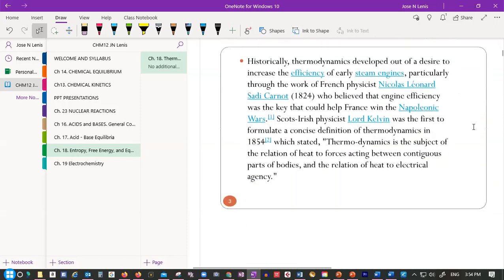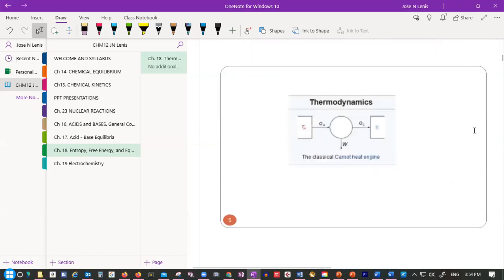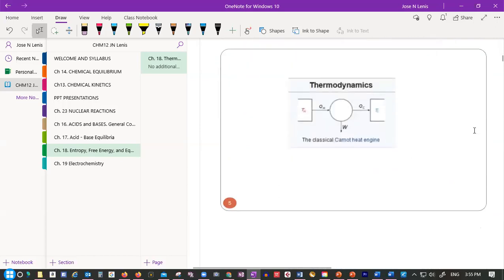We are going to discuss application of physical chemistry and the thermodynamic laws to understand the chemical processes. This is one example of application of thermodynamics. This is a simple machine. It's called the Carnot heat engine, Carnot cycle.